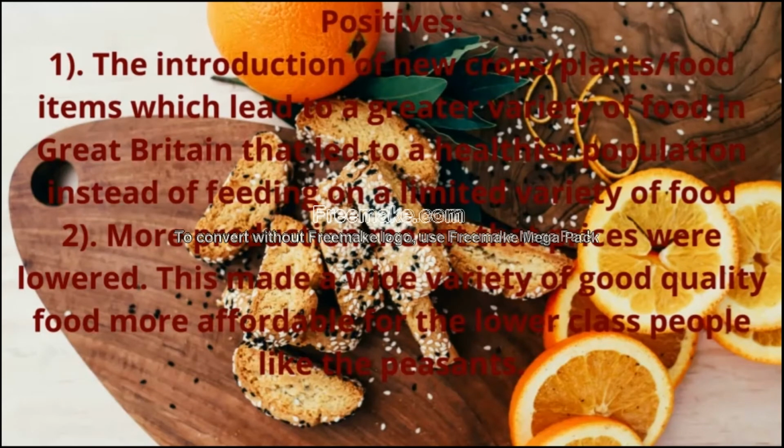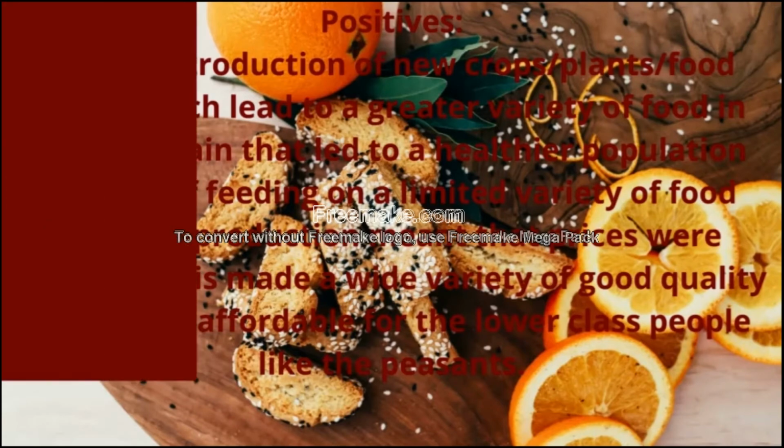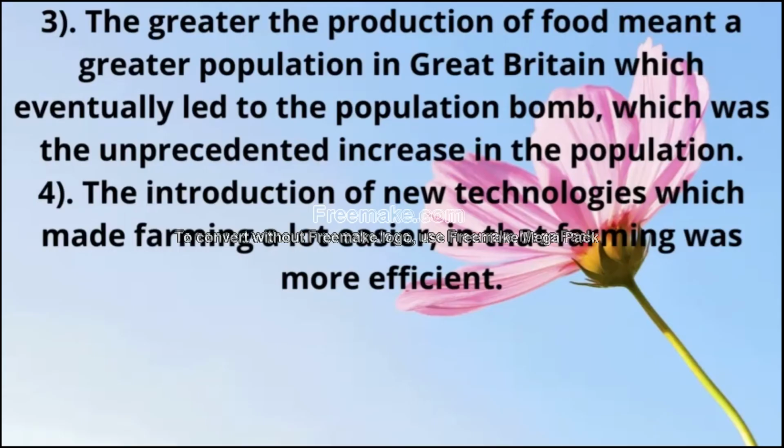More production meant that prices were lowered. This made a wide variety of good quality food more affordable for the lower class people like the peasants. The greater production of food meant a greater population in Great Britain, which eventually led to the population bomb, which was the unprecedented increase in the population. The introduction of new technologies made farming a lot easier, in that farming was more efficient.